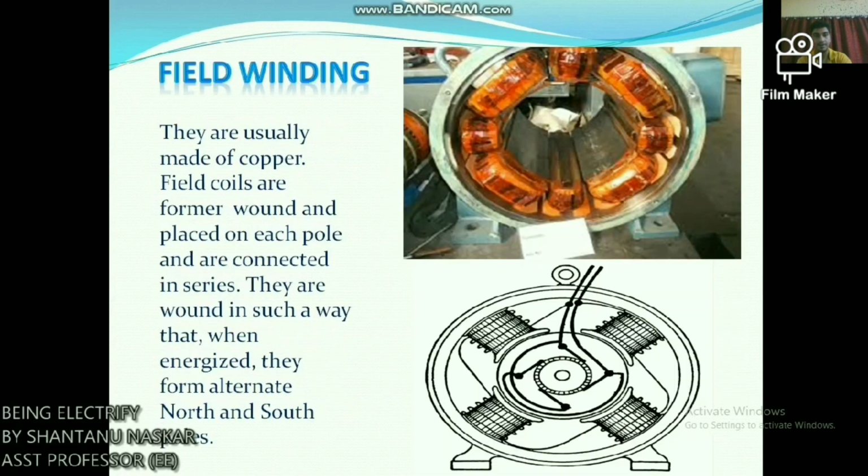Next, field winding. So, this is the field winding. Okay, this is a picture, and this is a real picture. They are usually made of copper. Field coils are former wound and placed on each pole and are connected in series. They are wound in such a way that when energized, they form alternate north pole and south pole.